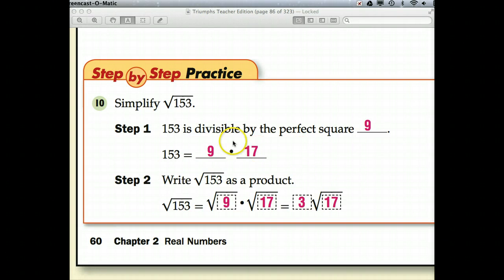How'd you do? Well, 153 is divisible by the perfect square 9 because 153 is 9 times 17. These are a little bit larger numbers than we're used to, so that's why sometimes you have to go through and check your perfect square numbers. If you've got it written down, it'll help you out. So we can rewrite this as the square root of 9 times the square root of 17, which is 3 radical 17, or 3 square root of 17.